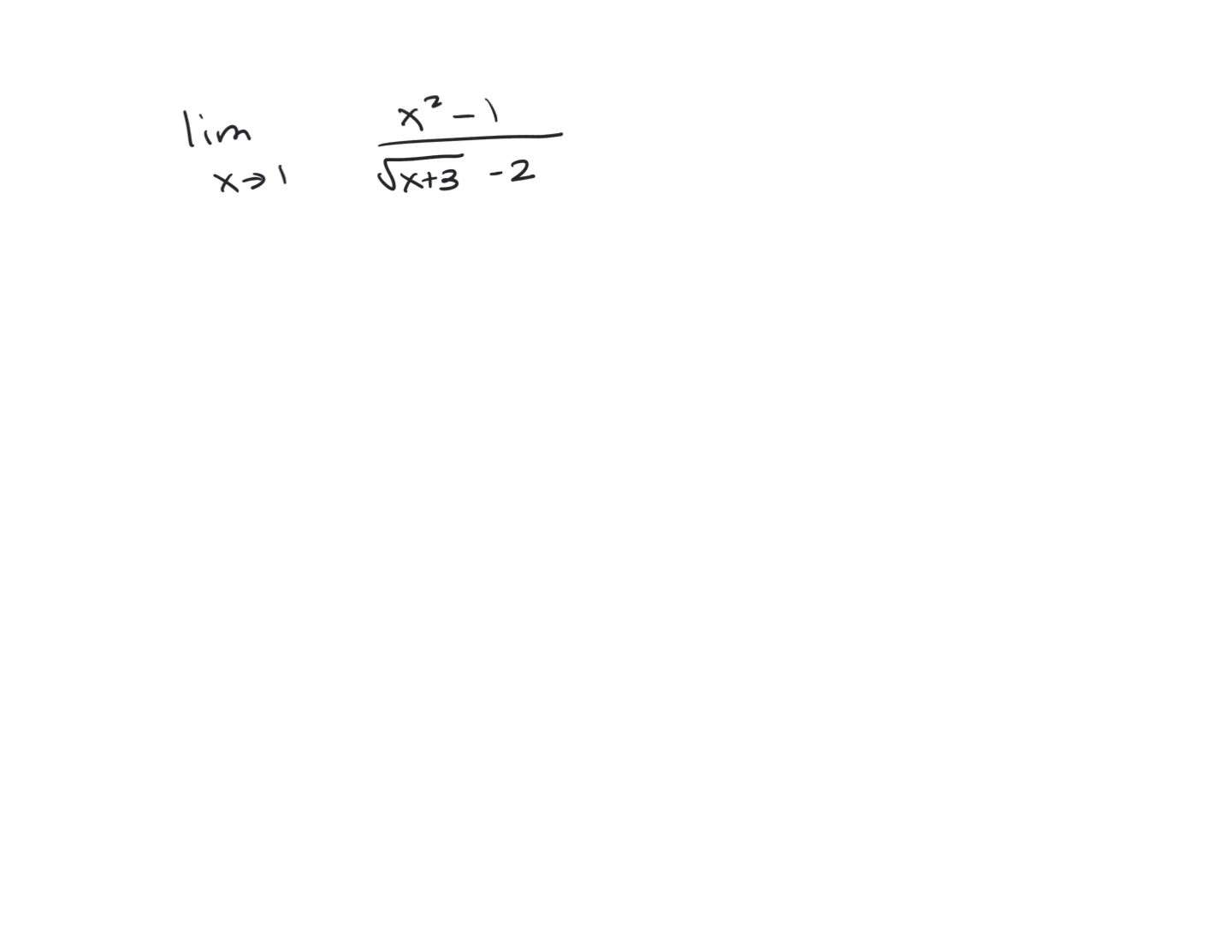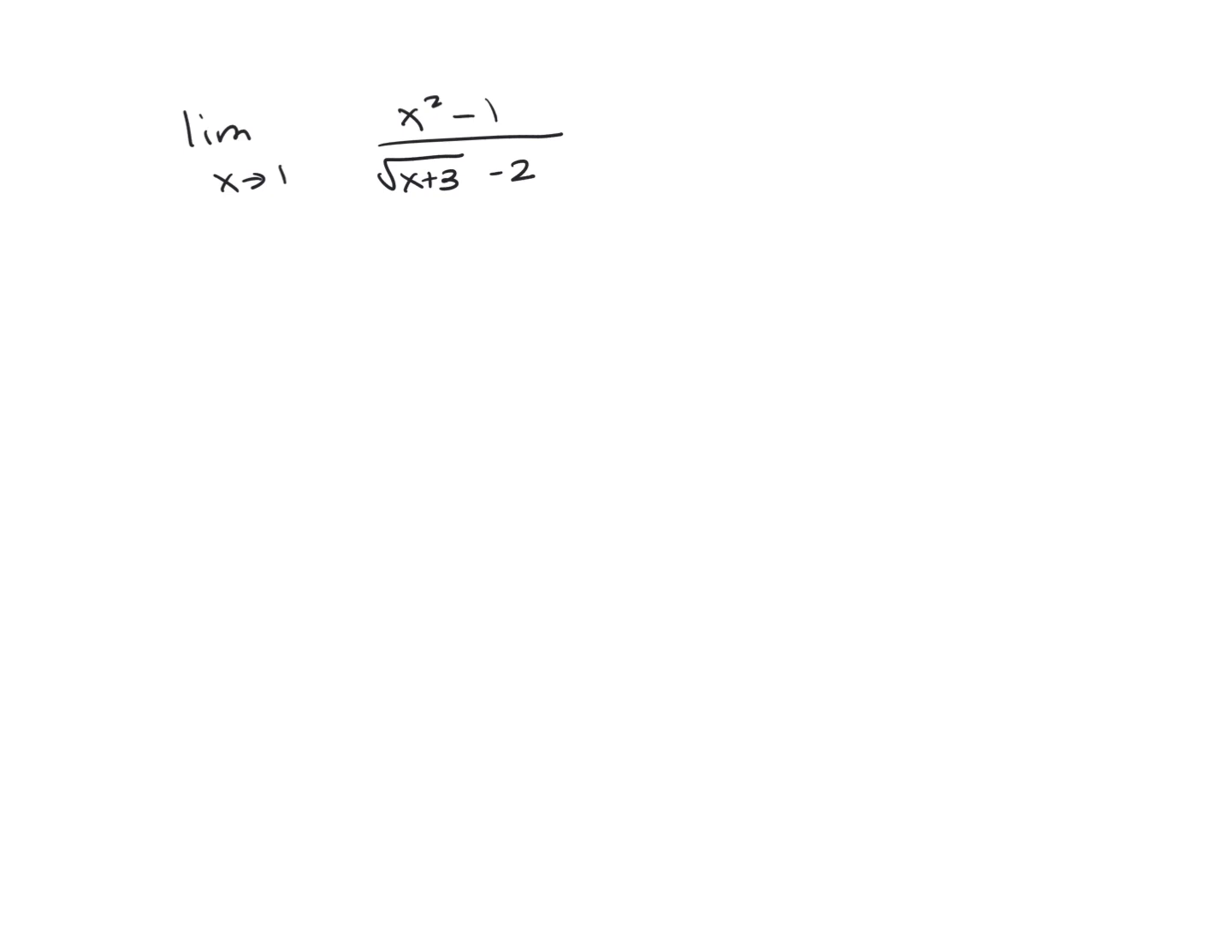Okay, so for this example, we want to find the limit as x approaches 1 of (x squared minus 1) divided by (the square root of x plus 3 minus 2). And the first thing you'll notice here is if you substitute in 1 into this function, you get the form 0 over 0, which is indeterminate, so we know we have to do some algebraic manipulation.